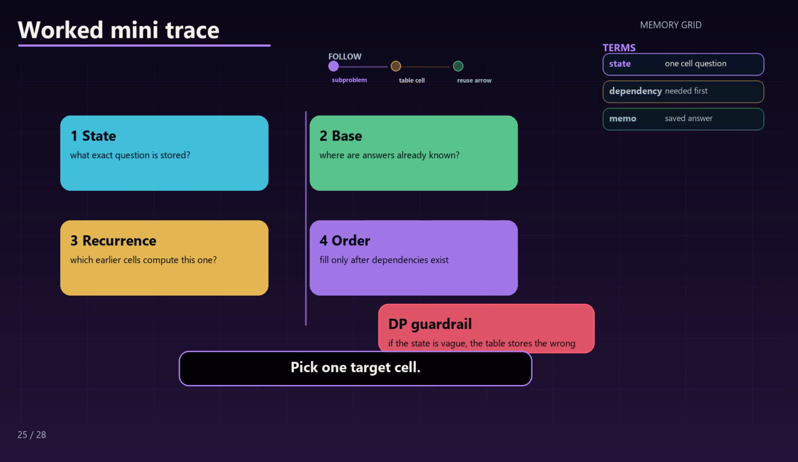Pick one target cell. Point to the earlier cells it needs. Read their values, apply the recurrence, write the answer, and never recompute that state again. Work one tiny cell slowly, read the skip value, read the take value, choose the better one, then write that number so future cells can reuse it.